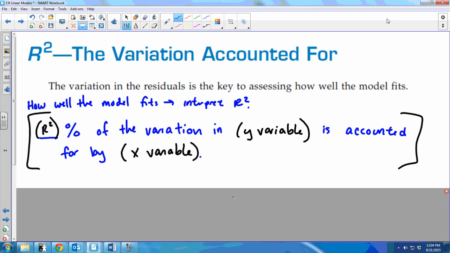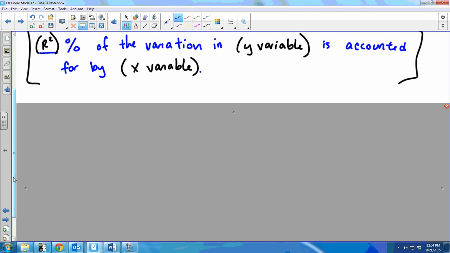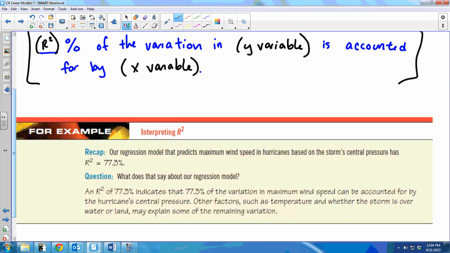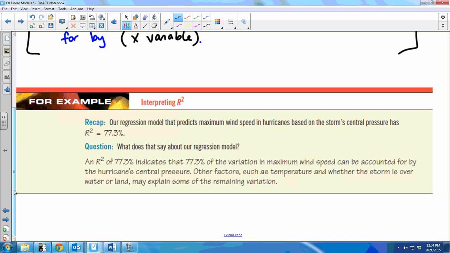So here's an example from the book without having to write anything out about R squared. Our regression model that predicts maximum wind speed in hurricanes based on the storm's central pressure has R squared of 77.3%. So here's how they interpret that. 77.3% of the variation in maximum wind speed can be accounted for by the hurricane central pressure. So if they're asking about R squared, that's what you would say. But that means that there's still a percent left over, right? You do 100% minus 77.3%.